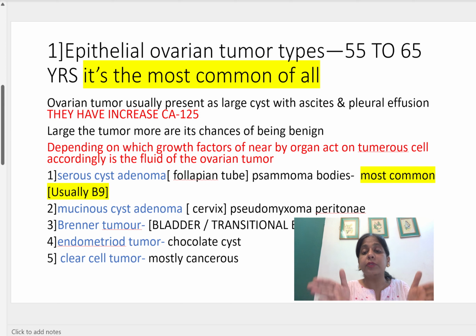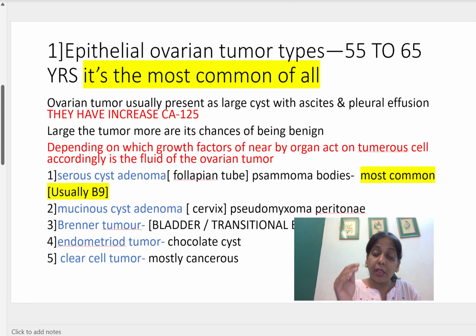And as you all know, this fallopian tube is in quite close touch with the ovary, so the most common of all is the serous cystadenoma. Okay, so questions are asked and have come in FMG also, which is the most common ovarian tumor. The answer to it was serous cystadenoma. You know that the fallopian tube synthesizes watery fluid, so the fluid of this serous cystadenoma will be serous, watery in nature, and it is the most common of all the ovarian tumors.